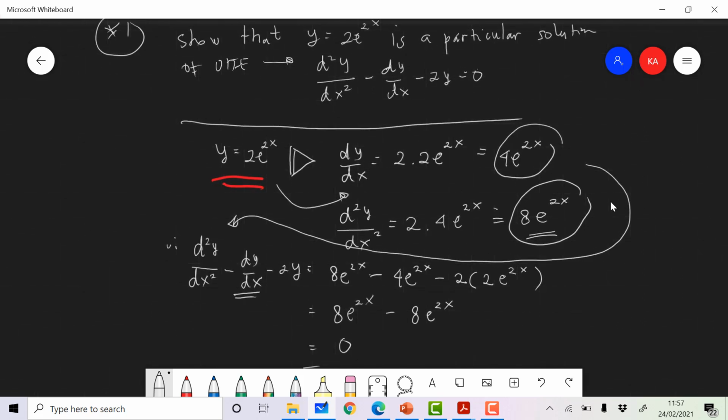So if we have the ordinary differential equation and we have a particular solution here, how do we solve this equation? We can use this one.